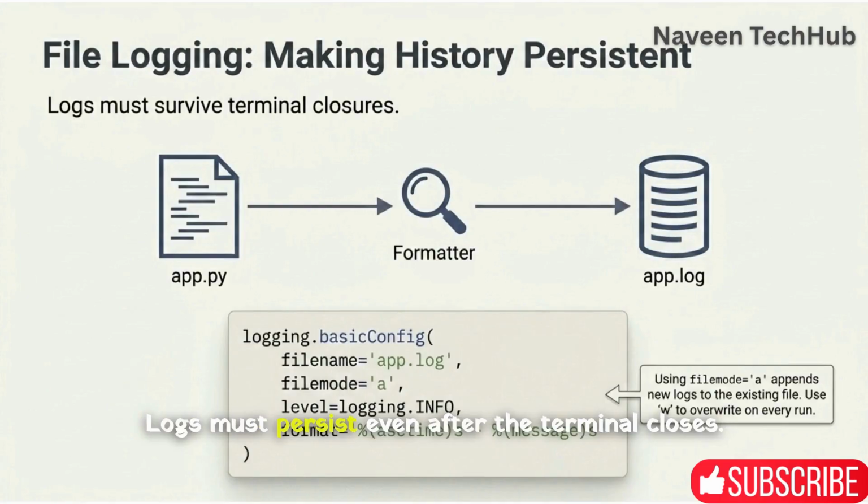Logs must persist, even after the terminal closes. We achieve file logging by specifying a file name in basicConfig. Using filemode equals 'a' appends new logs, while 'w' overwrites them.